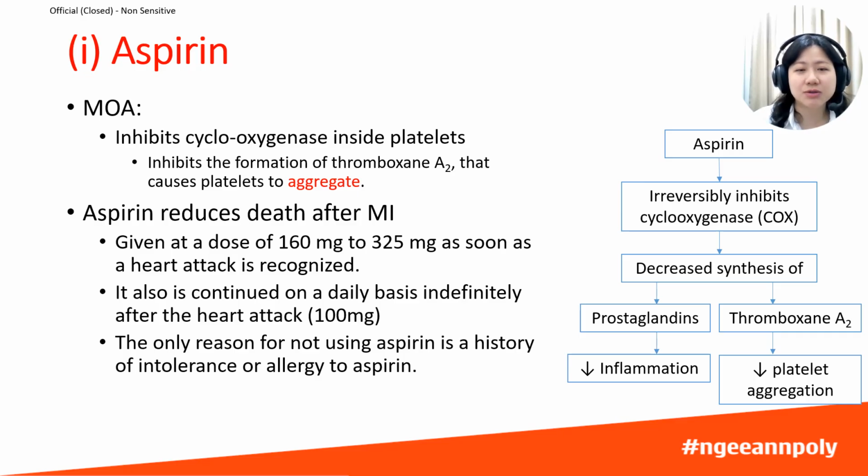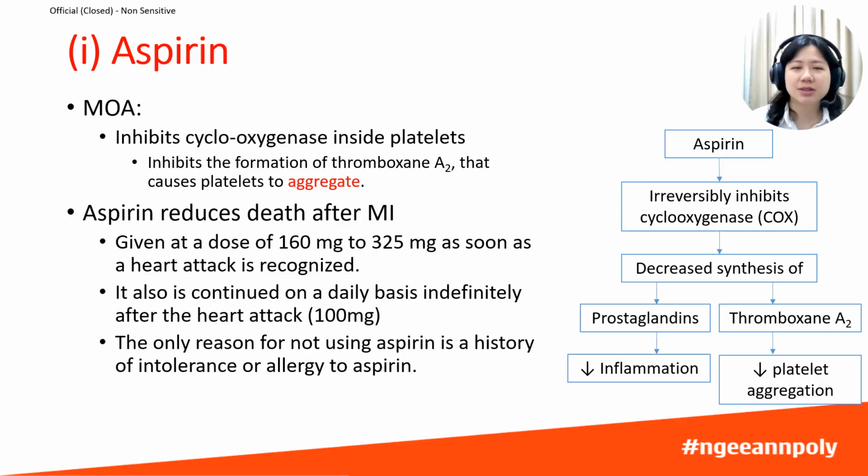Aspirin has been shown to reduce death after a myocardial infarction. It is first given at a higher dose of around 160 to 325 mg as soon as the heart attack is recognized. And then it is also continued on a daily basis indefinitely after the heart attack at a lower dose of 100 mg daily. The only reason for not using aspirin is a history of intolerance or allergy to aspirin.